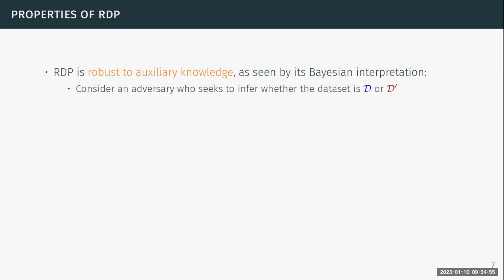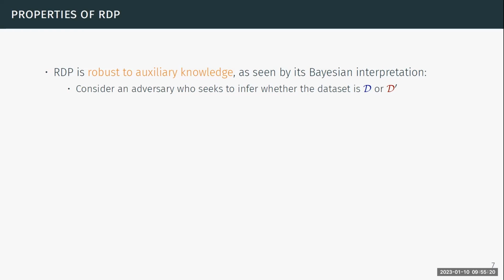And we can see this. So I'm going to try to show why this is the case. This is robust to auxiliary knowledge. So if you consider an adversary who tries to infer whether the dataset is D or D prime. So this is already a super powerful adversary, right? Who knows that the dataset is either this one or that one. So it already has a very big prior knowledge. So it's a game, right?